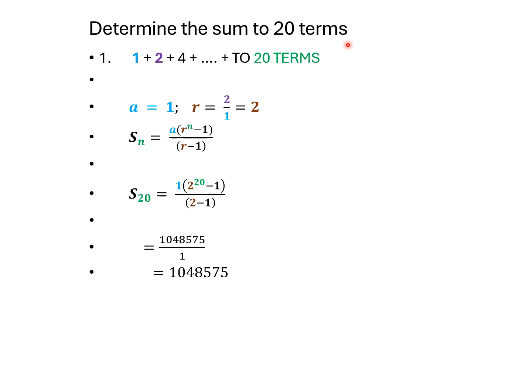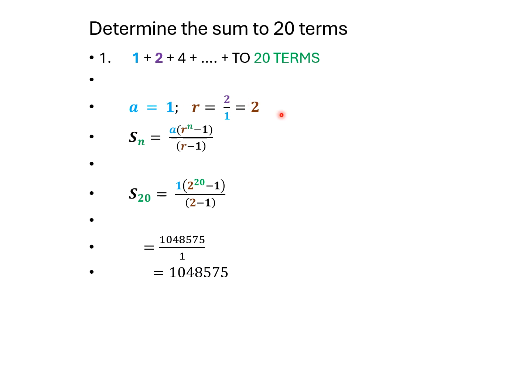Determine the sum to 20 terms, given that we have 1 plus 2 plus 4 plus 2, 20 terms. Now have a look there, a is 1. Right, I should have said geometric, I forgot to type it in, but there 2 divided by 1 gives me 2. 4 divided by 2 gives me 2, so I have a common ratio of 2 here.